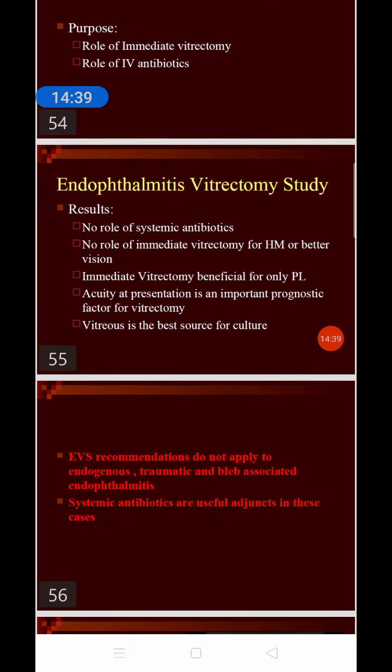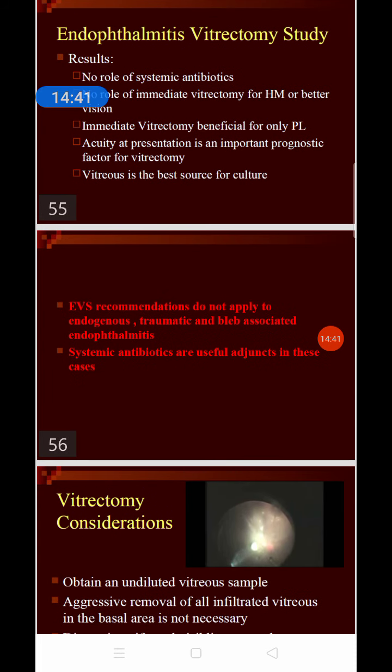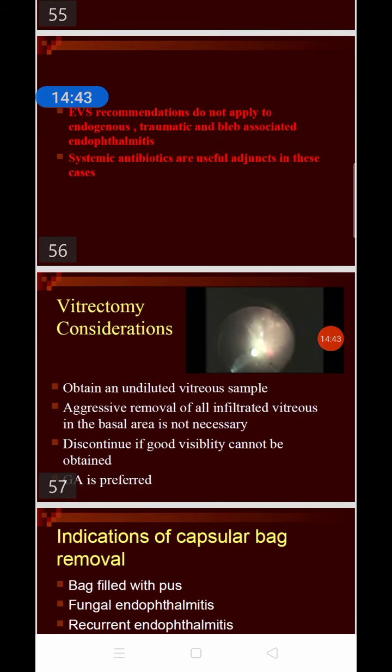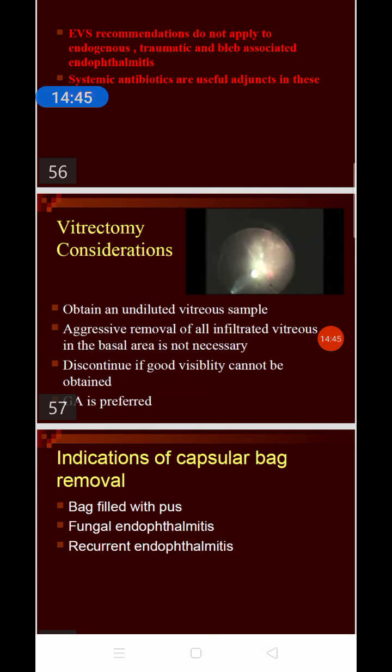Role of the Endophthalmitis Vitrectomy Study. If you are interested, please go through this slide.